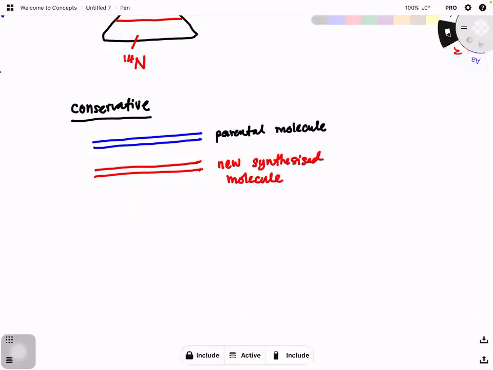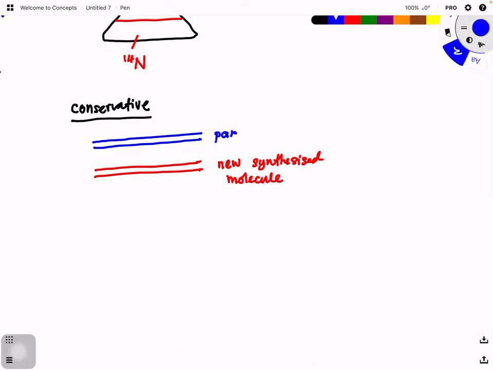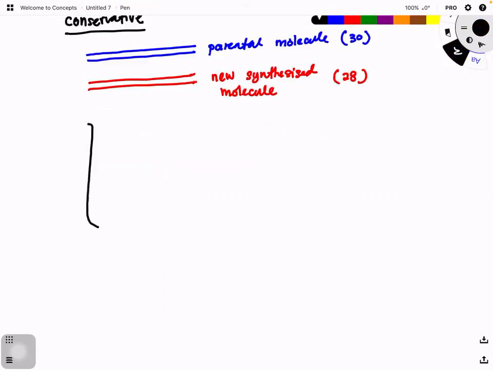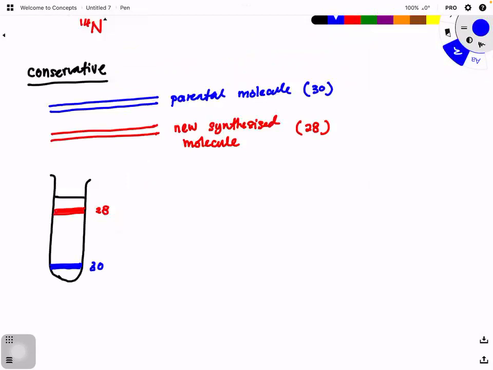Are you clear? I use a blue color, sorry. This is a parental molecule. So for the parental molecule, what is the weight? How many units of weight? The weight here will be 15N, 15N, but for the newly synthesized one, 14, 14, so it will be 28. So theoretically, if I spin the DNA now in cesium chloride, what will happen? You're going to see two bands. The blue band will be at the bottom, because you can see two types of DNA, and the red will be on top. This represents 28, this is 30. So you have two bands. If this is conservative, it's correct. You're going to get two bands, okay?